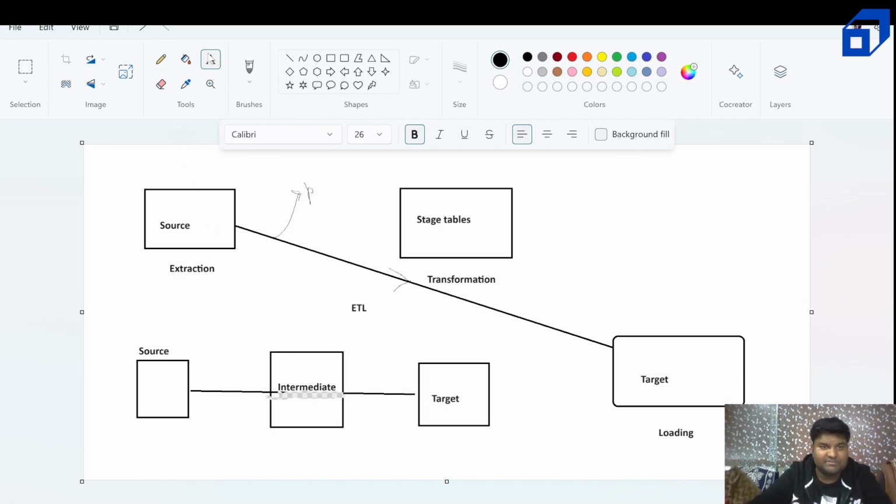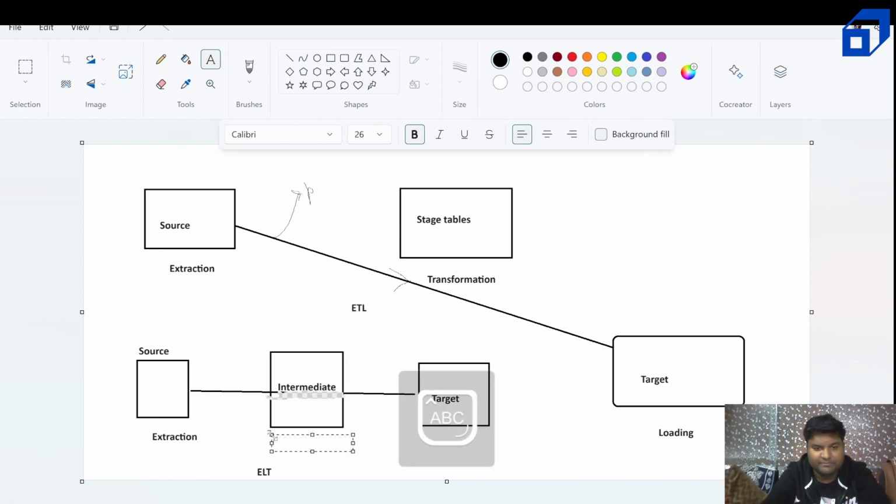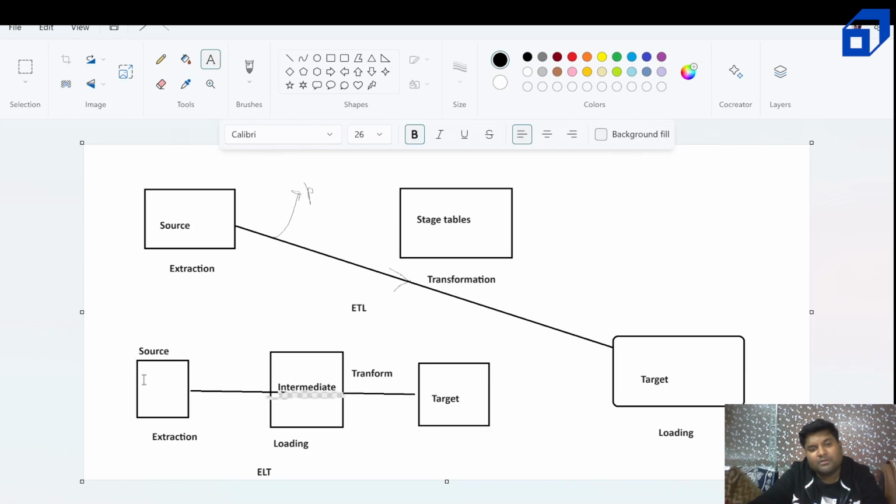In the ELT process, which I'm explaining right now, I will extract the source data first, extraction. I will load the data in an intermediate layer, loading, and finally we will transform the data before loading it into the target. In the ETL case, I'm extracting all the data, transforming all the data, and then finally loading it.